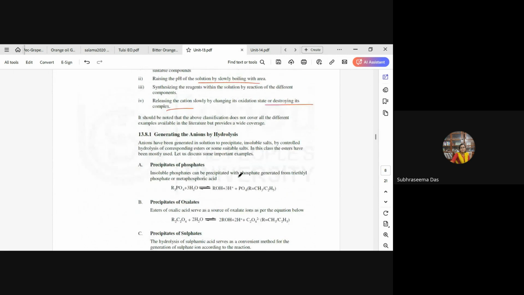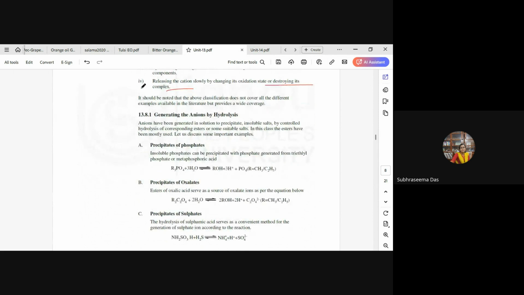Now coming to generating anions by hydrolysis. Anions have been generated in solution to precipitate different types of insoluble salts, for example, precipitates of phosphates. Phosphates are insoluble, and they can be precipitated with phosphate that is generated from triethyl phosphate or metaphosphoric acid. Here metaphosphoric acid generates a phosphate, which is insoluble.